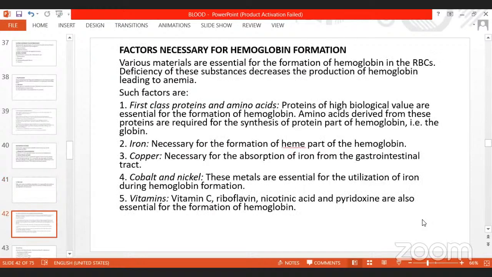And the factors necessary for hemoglobin formation are first-class proteins and amino acids, that is proteins of high biological value, and iron, for formation of the heme part of the hemoglobin, copper, which is necessary for the absorption of iron from the gastrointestinal tract, cobalt and nickel. These metals are essential for the utilization of iron during hemoglobin formation. Vitamins like vitamin C, riboflavin, nicotinic acid, and pyridoxine.